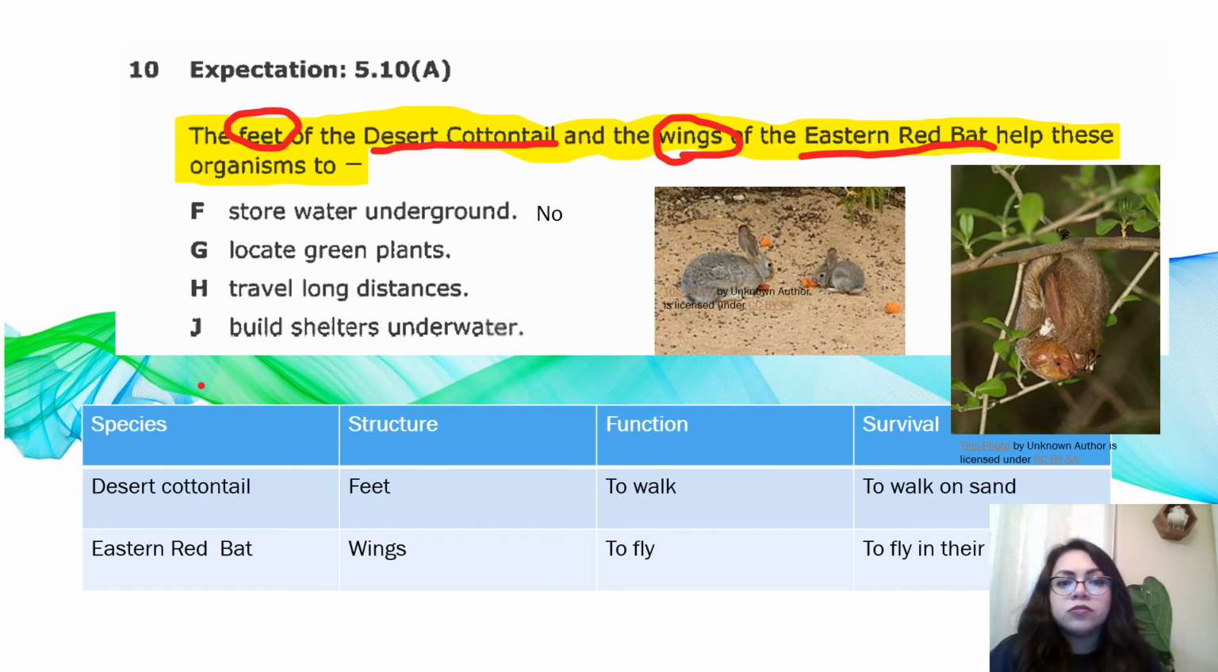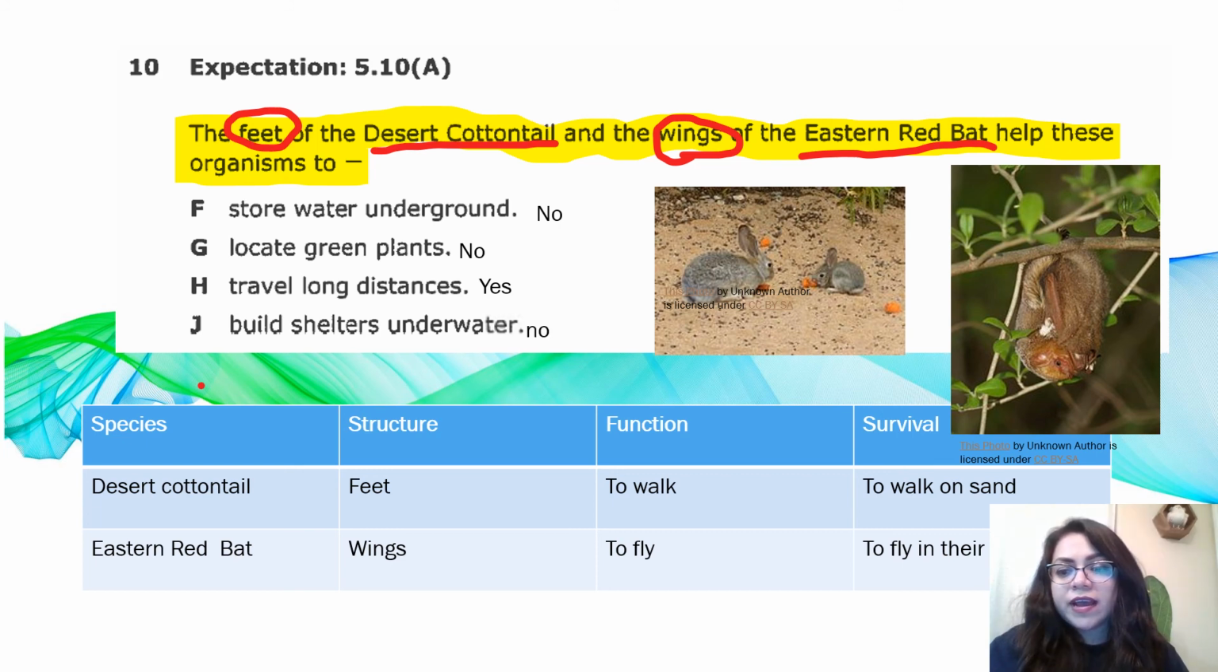G, to locate green plants. No. H, to travel long distances. Yes, they will travel with their feet. They can travel by flying. Yes, so this could be my answer. J, to build shelters underwater. They're not aquatic animals. They don't live underwater. The answer for J is no.